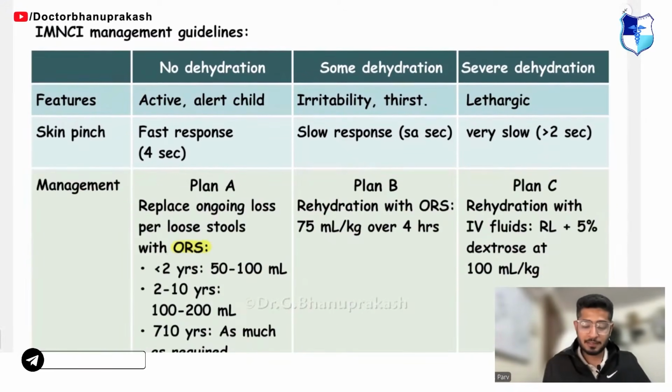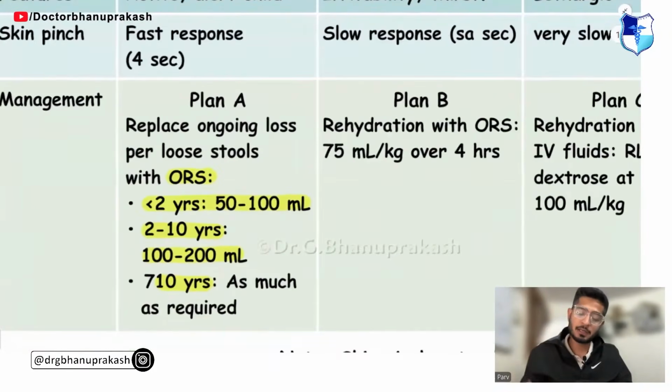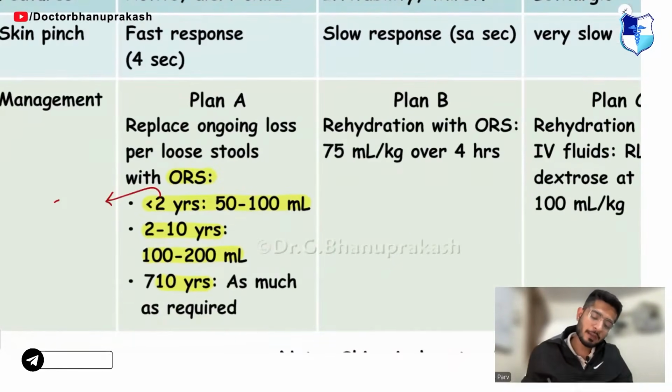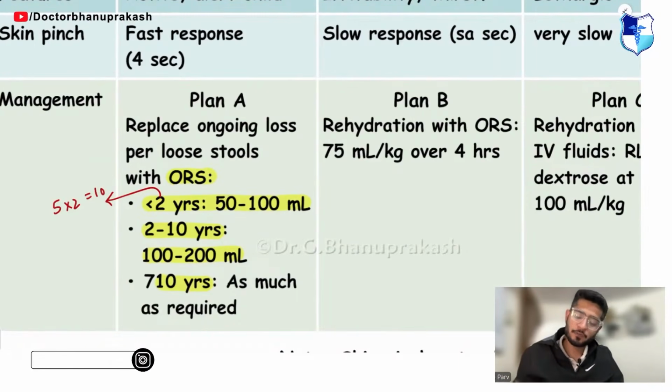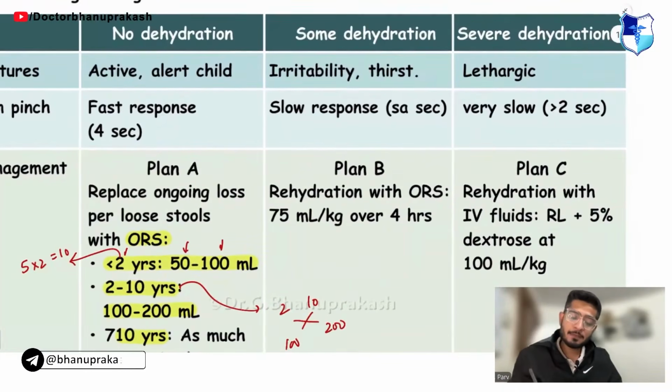कुछ भी नहीं बेटा, ORS देते हैं. ठीक है, ORS देते हैं. और ORS क्या है? अगर less than 2 years है तो 100 ml दे दो, 2 to 10 years है तो 100 to 200 ml दे दो, और more than 10 years है तो जितना देना है उतना दे दो, कोई प्रॉब्लम नहीं है. देखो याद करने का तरीका बता देता हूँ. 2 याद रखो, 5 into 2 is equal to 10. So 50, 100. 2 और 10 आ जाएगा तो याद रखेंगे 100 and 200, 100 to 200. क्लियर?